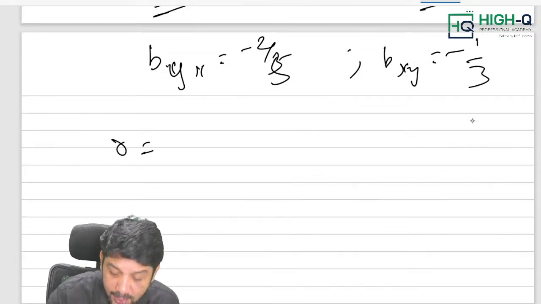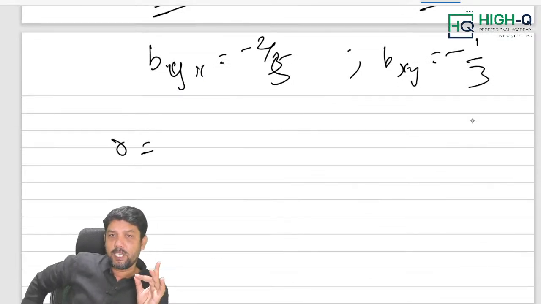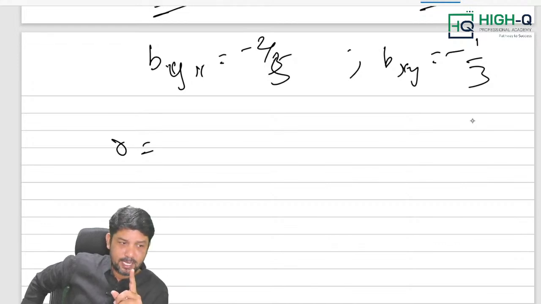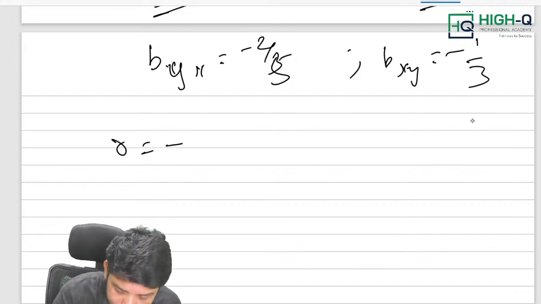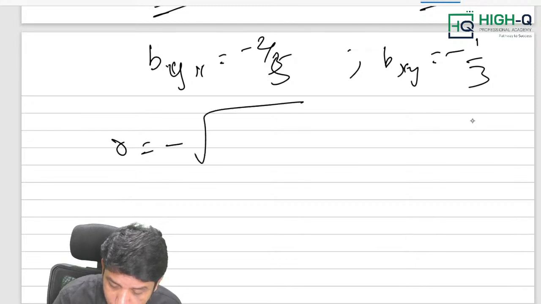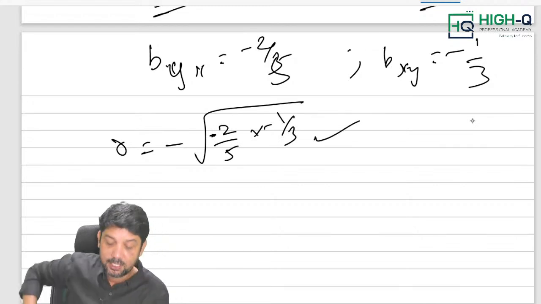Now, the fourth question is finding the value of r. See, r, byx, bxy, all are what, my dear? Yes, they carry the same sign. So, here byx and bxy both are negative. Therefore, r is also negative. Simply you put minus root of byx into bxy. This is the value of r, my dear.